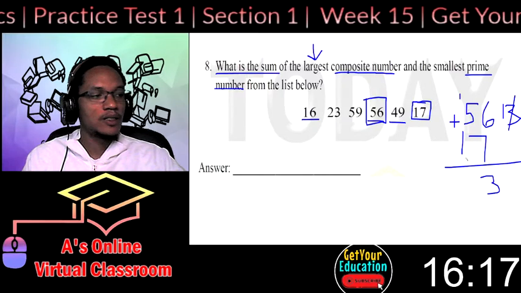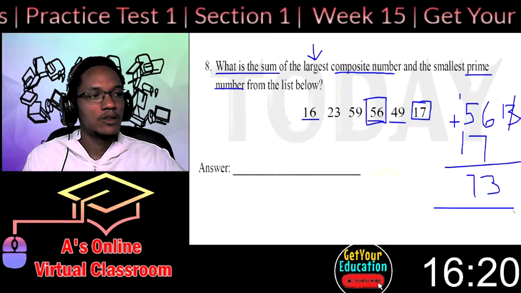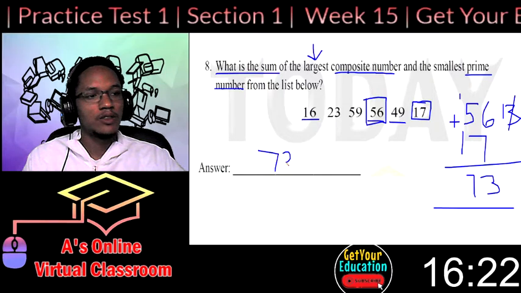1 plus 5 is 6, plus 1 is 7. So the answer here is 73.